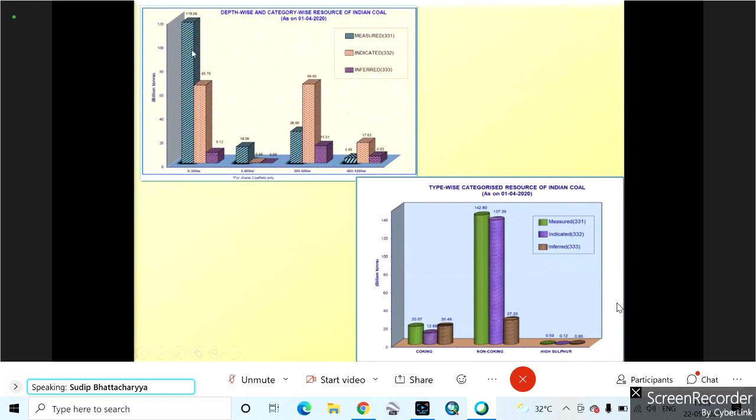So depth-wise, it is the depth-wise distribution. Not going to those details. This is not important right now.